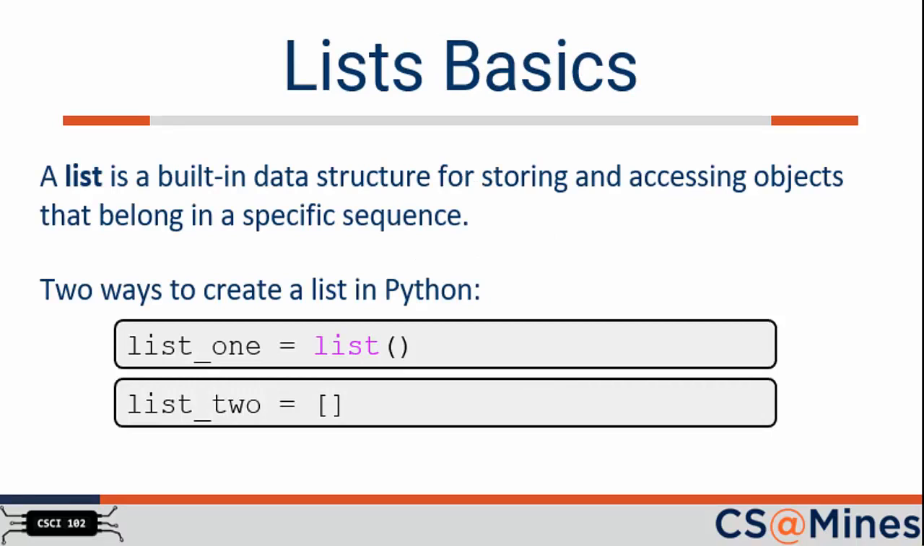Let's start by defining exactly what a list is and how you can create one in Python. A list is a built-in data structure that allows you to store and access a sequence of elements. There are 2 ways to create a list in Python. The first way uses the list function, and the second way uses the bracket notation, similar to how arrays are declared in other languages. Which way you use depends on personal preference. The 2 examples on this slide both create an empty list.